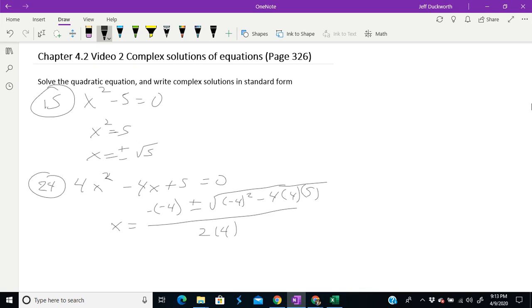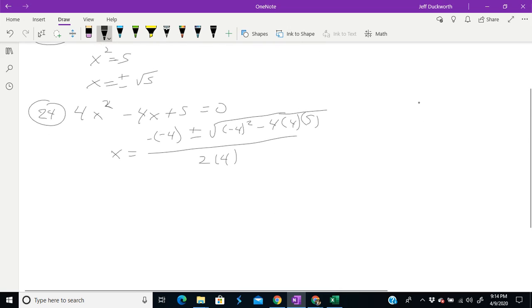Now be careful in the discriminant, you see the negative 4 quantity squared. Don't just put negative and then 4 squared. That's not negative 16, it's positive 16 when we do it here. So here, x is going to equal positive 4 plus or minus 16 and looks like 80, all over 8. Okay, yeah, that looks right.